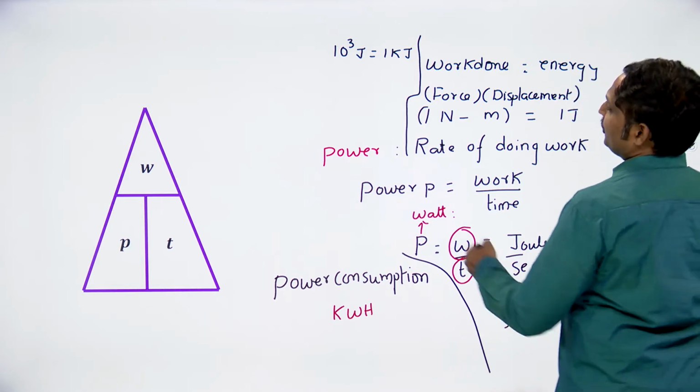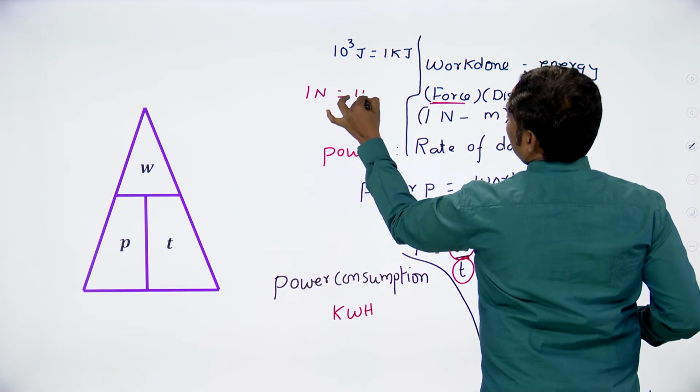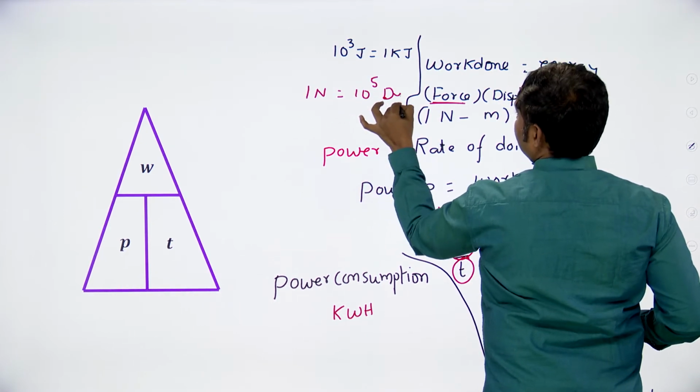Let us see if you are going to express force here. So, 1 Newton is equal to 10 power 5 dyne. It is very clear.